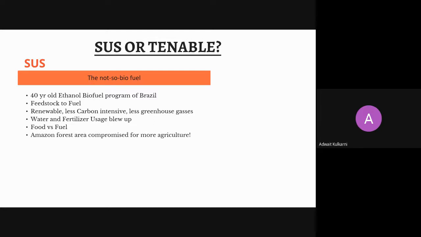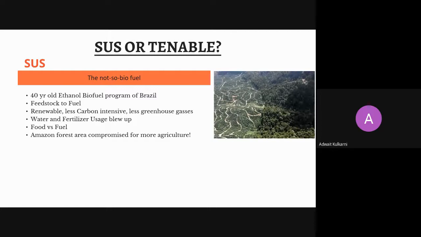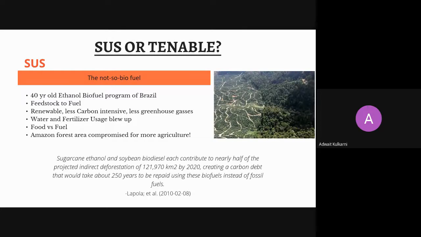And now the worst effect was the cutting down of Amazon forests. Now, to make biofuel, they were cutting down Amazon forest. Now, the net carbon debt which was created was so huge that it would take around 250 years for us to repay this debt. Okay, and the image that you see in the slide is from an Indonesian forest. It's almost a similar case there.